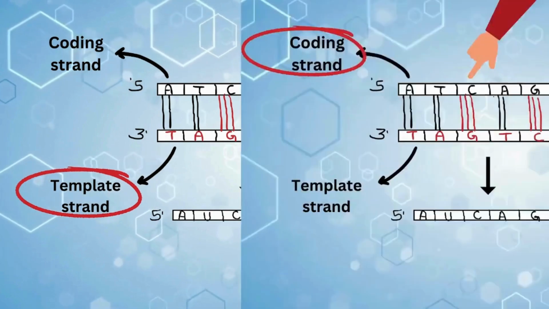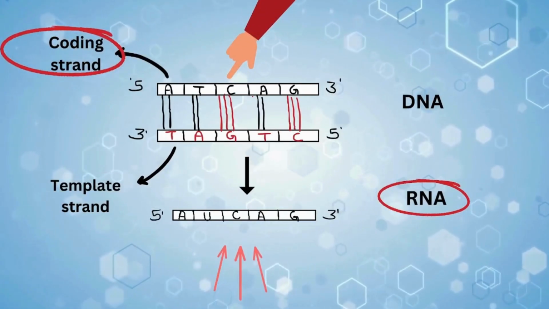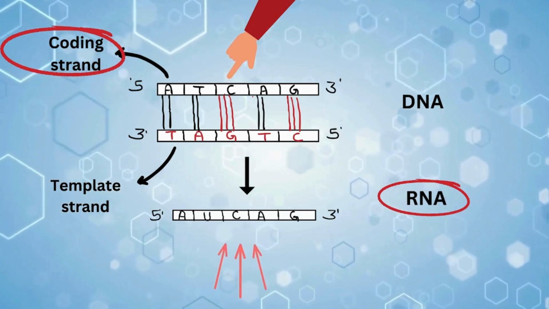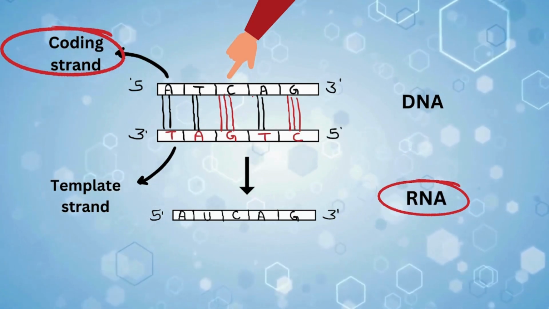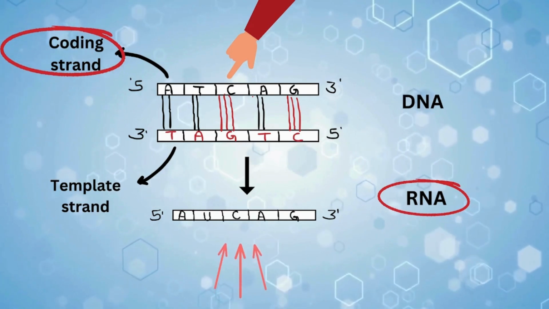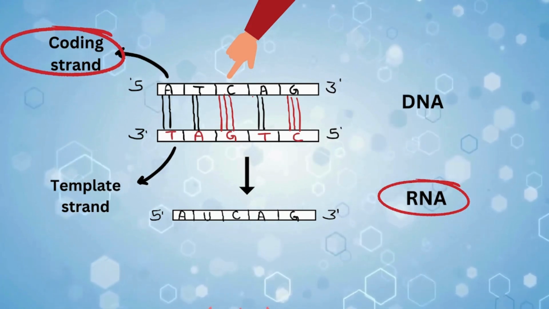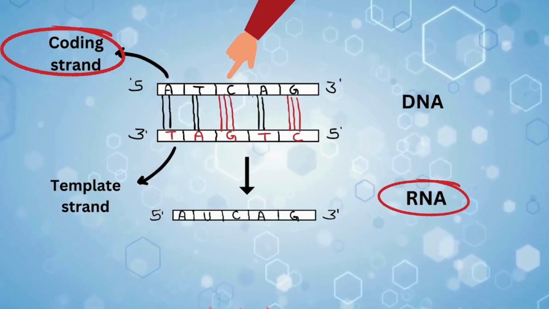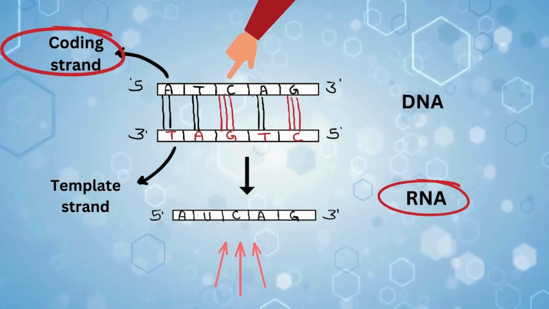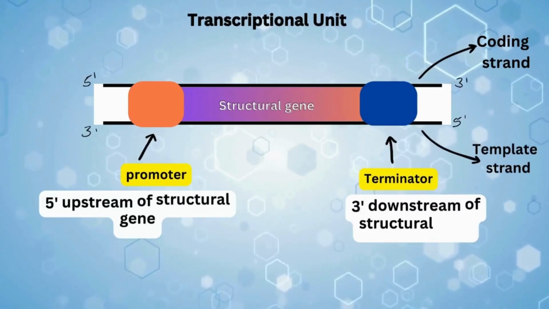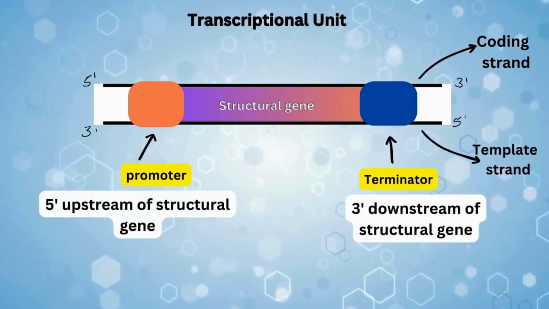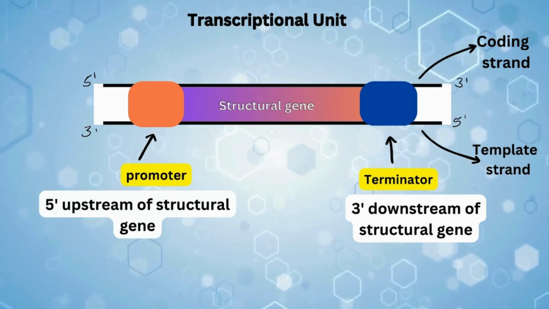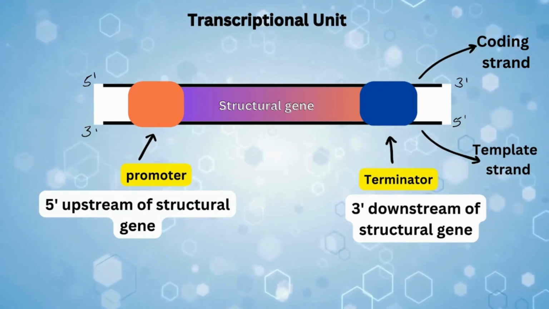If you look at the sequence of the coding strand and the RNA, you will observe that the sequence of coding strand and the RNA is exactly similar. The only difference lies in the presence of uracil instead of thymine. Otherwise, the entire sequence is same. That is why we use the polarity of the coding strand to define the position of the promoter and terminator in the transcriptional unit. The polarity of the coding strand is 5' to 3'.